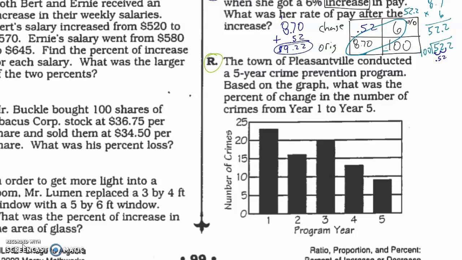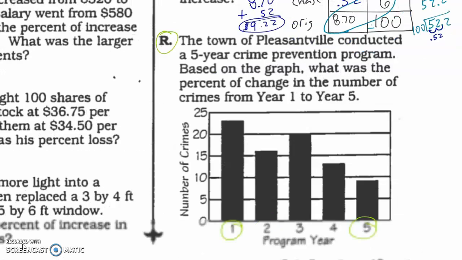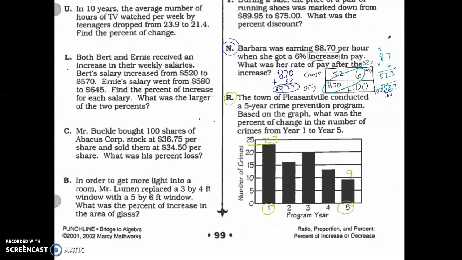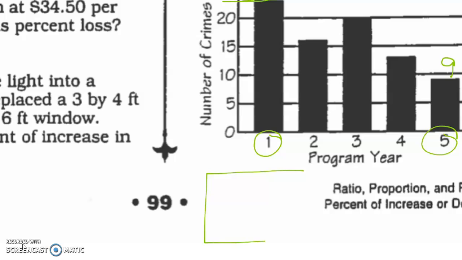The town of Pleasantville conducted a 5-year crime prevention program. Based on the graph, what was the percent of change in the number of crimes from year 1 to year 5? Alright, so this is a little bit hard to tell. So I'm thinking this is 23. And I'm thinking this is going to be 9. So it's a percent problem. So you can go ahead and build your box.